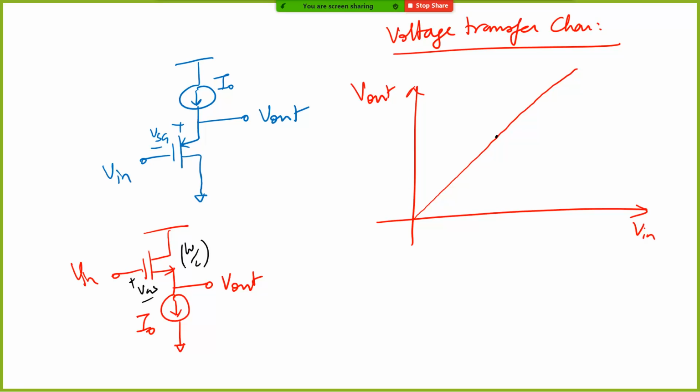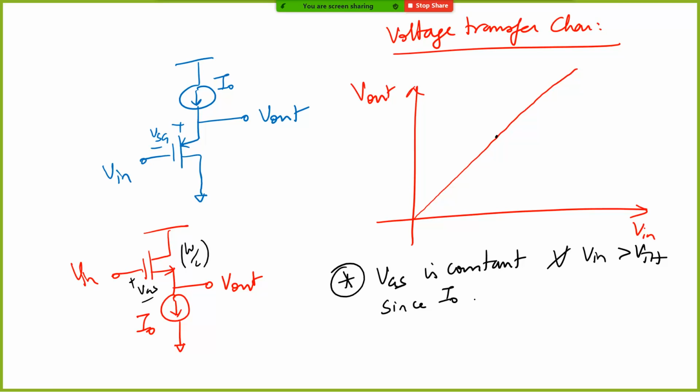and in order to support this current I0, it requires a certain VGS. Okay. And because the current is constant for all values of Vn, VGS is constant for all values of Vn. That is the important part that you need to remember, or appreciate, or understand, that VGS is constant for all values of Vn greater than threshold voltage, since I0 is constant. If you change I0, it will change. So then where is the rest of the voltage going? The rest of the voltage is going to be across the current source. So V out is going to be exactly equal to V in minus VGS.